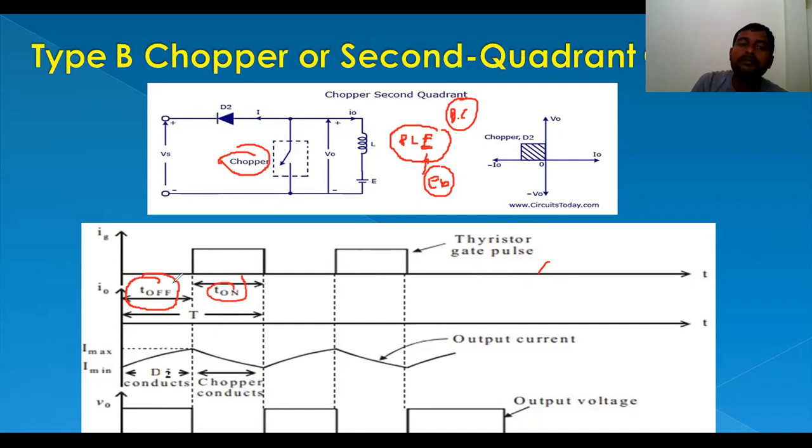During the off condition, if it is open circuited, nothing but the chopper is in the off position, then what will happen? The back EMF, that is due to the external battery, charges the inductor, and the diode will be forward biased, and the current goes back to the supply. Nothing but the energy will be transferred back to the supply voltage.